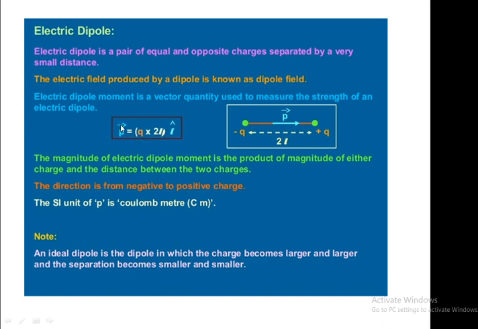Direction of this vector. The direction of dipole moment is taken conventionally from negative charge to positive charge.